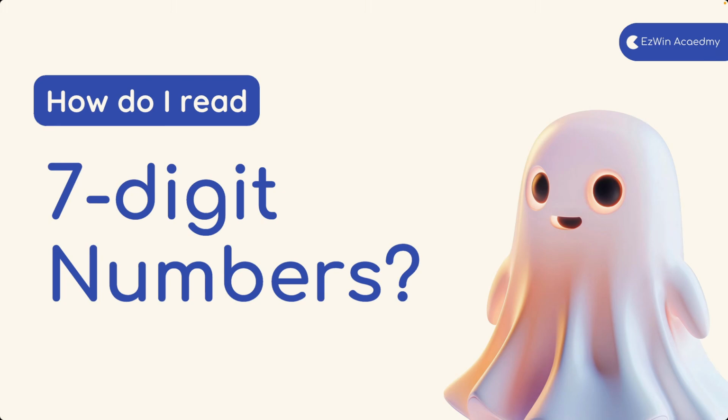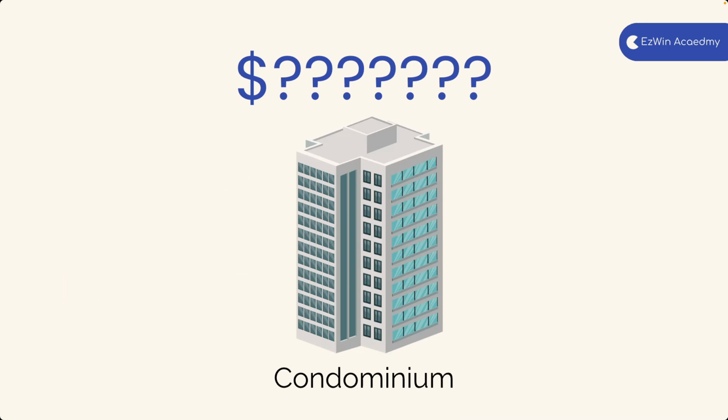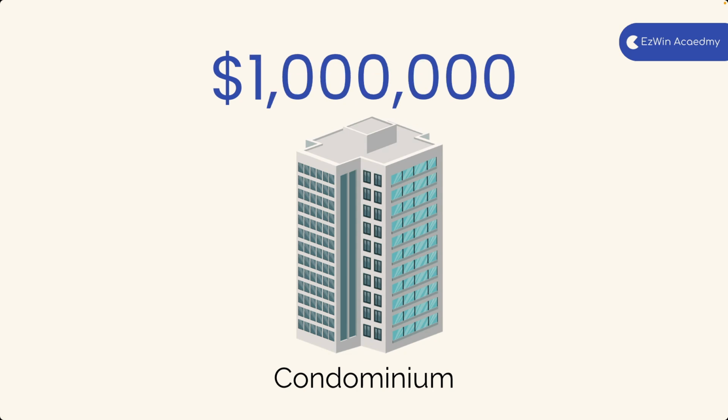In this video, I'm going to share how to read a 7-digit number. But before we get started, can you guess how much the cost of a condominium in Singapore is? You might say $1,000 or maybe $20,000. No, a condominium is not that cheap anymore, right? The answer, if you guessed it correctly, is $1 million. And this is a real life example of a 7-digit number.